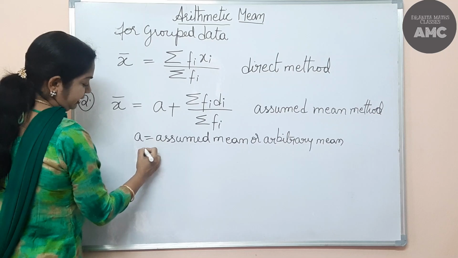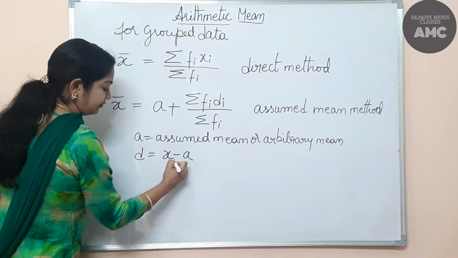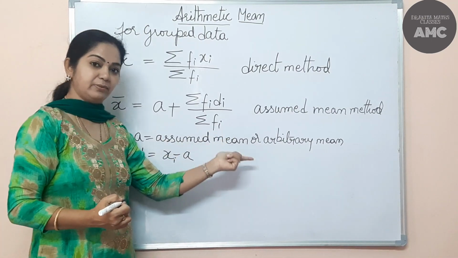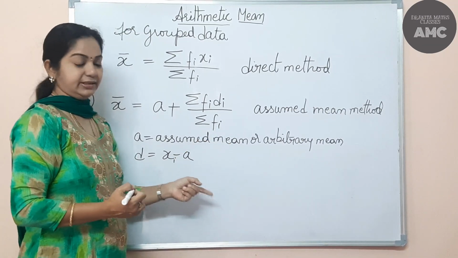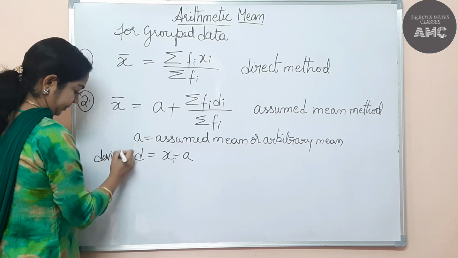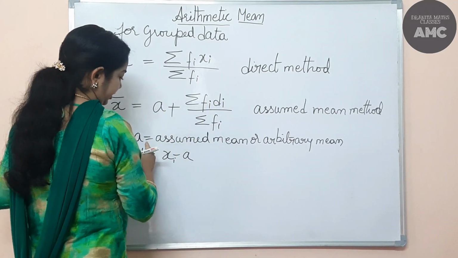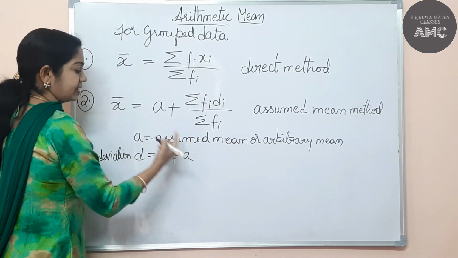And what is d here? d is the deviation calculated by the formula xi minus A. xi is that particular mid value from which A has to be subtracted. That comes to the deviation d. So you know all the other terms: A is the assumed mean, d is the deviation which we get from xi minus A.